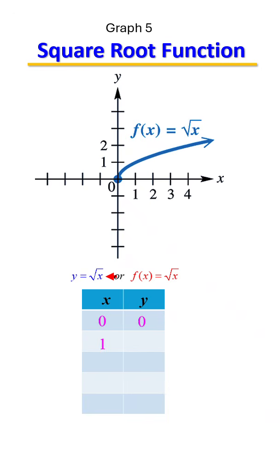If we plug in a 1, the square root of 1 is 1. If we plug in a 4, the square root of 4 equals 2. If we plug in a 9, the square root of 9 is 3.